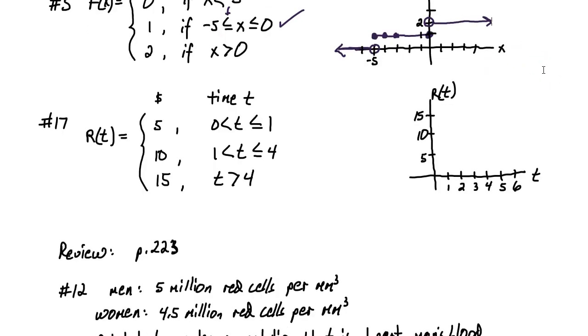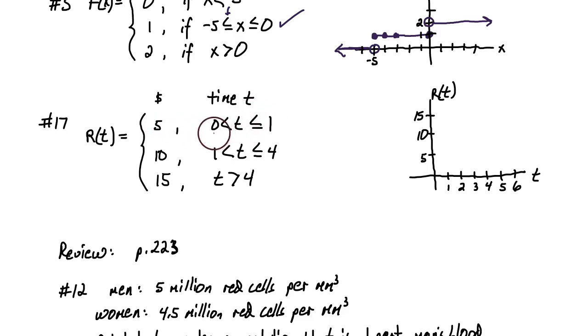Number 17 is a story problem, but I've transferred the story problem into the same format that we have. Instead of calling my function f, I chose to call it r because it seemed to be about rentals. Instead of using the letter x, I chose the letter t because our independent variable involved how much time we're renting for. One thing we're told is that it costs $5 to rent equipment for up to 1 day.